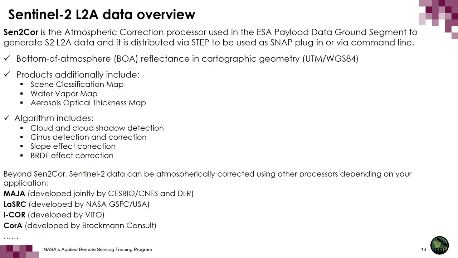The output of Sen2Cor is the bottom of atmosphere reflectance in cartographic geometry, but we also have as output a scene classification map that contains basic land cover layers, including clouds. We have a water vapor map and an aerosol optical thickness map. Apart from Sen2Cor, Sentinel-2 data can be atmospherically corrected using other processors, depending on your application. For instance, we have MAJA, LaSRC, iCOR, and ACOLITE, and many others.